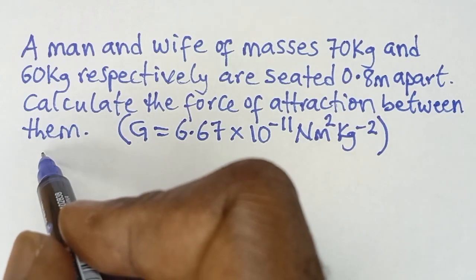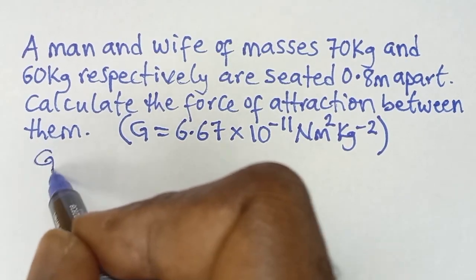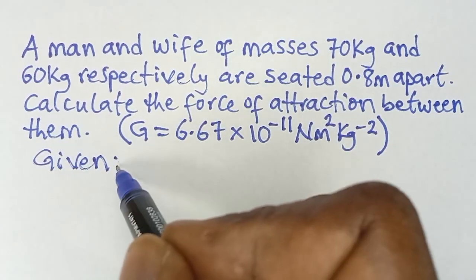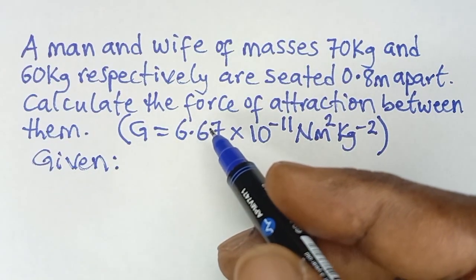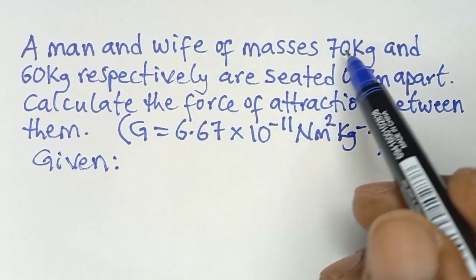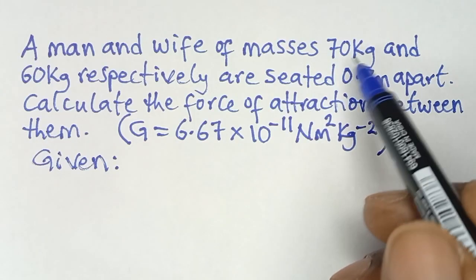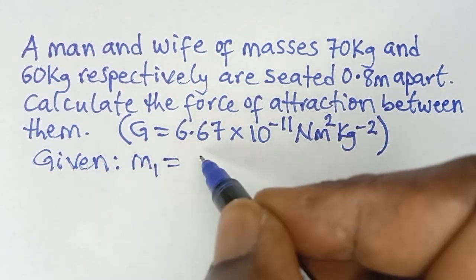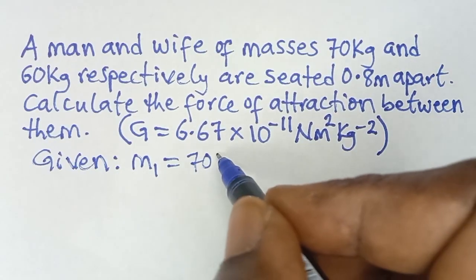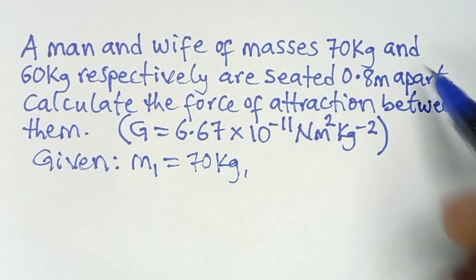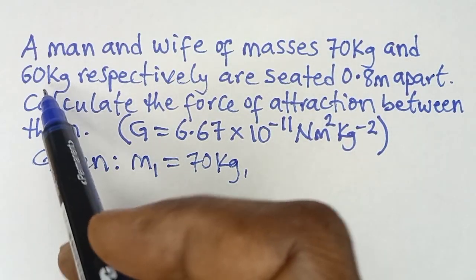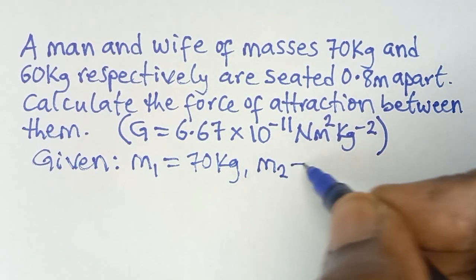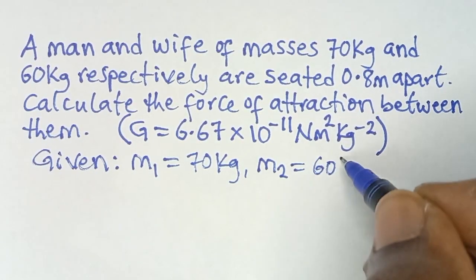Now, let's start with what we are given so that we can see how our formula will connect the quantities together. So here we are given the mass of the man. I'll call that M1. So M1 is 70 kilogram. And then we are given the mass of the woman, 60 kilogram. I'll call that M2. So M2 is equal to 60 kilogram.